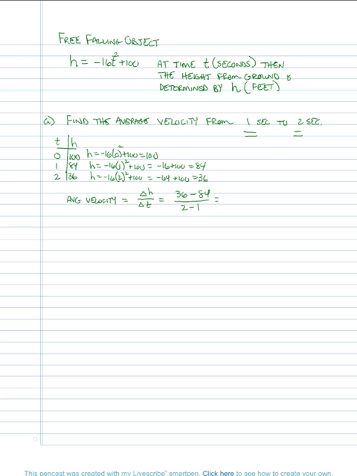Well, 36 minus 84 ends up being negative 48, and 2 minus 1, of course, is 1. So the result here is negative 48. The top is feet off the ground, so it's feet per, and the time is measured in seconds. So the average rate of change, or the average velocity, from 1 second to 2 seconds is negative 48 feet per second. And that negative indicates that it's going down instead of up.